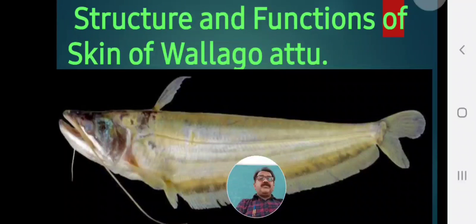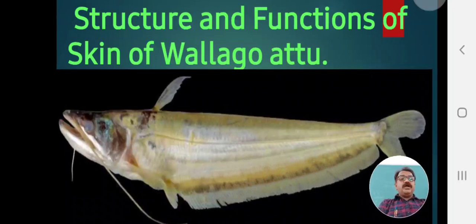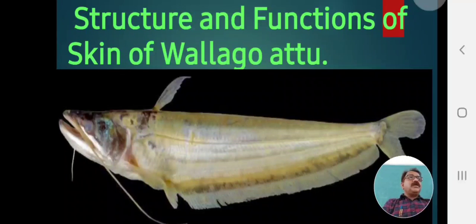Structure and functions of Wallago. This is the freshwater shark, commonly called the freshwater shark because it is abundant in quantity. On a large scale, it is found in fresh waters of India: rivers, reservoirs, tributaries, ponds and lakes. These fish are abundantly found and behave like the shark. Hence, it is called the freshwater shark.